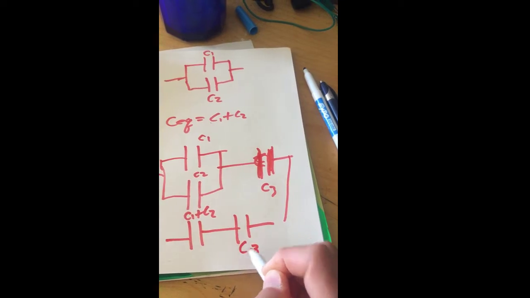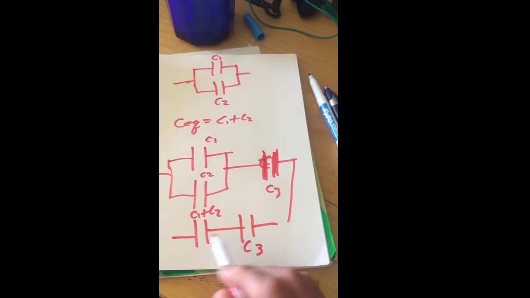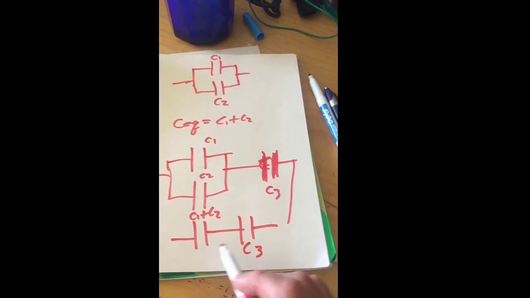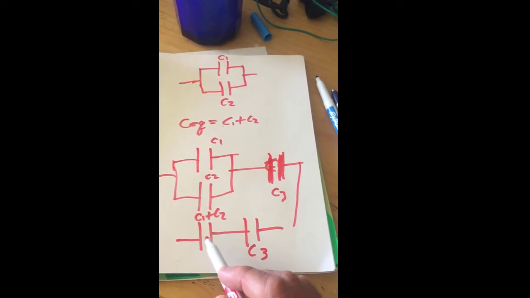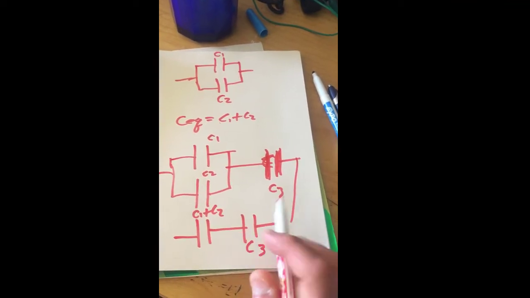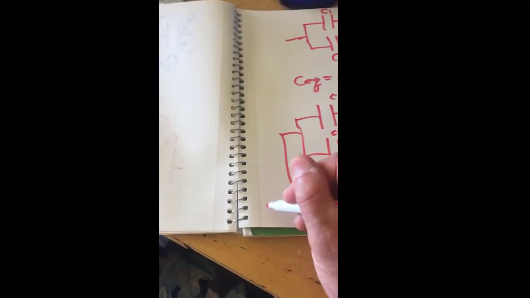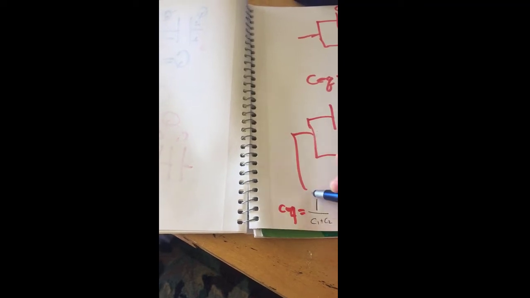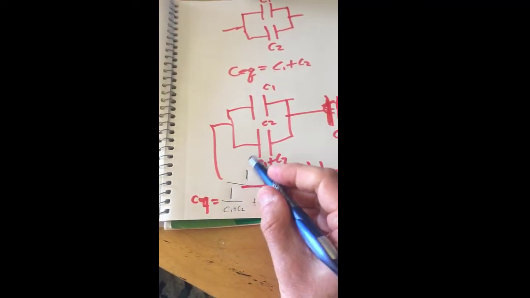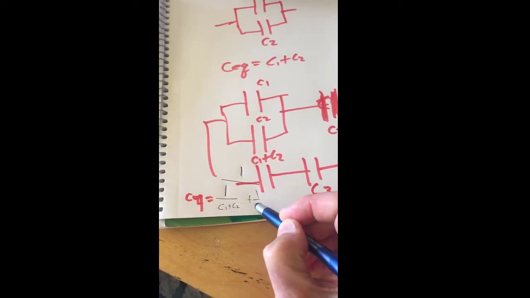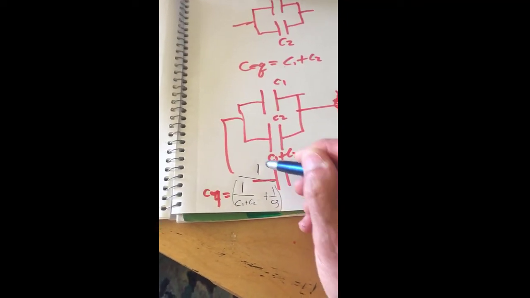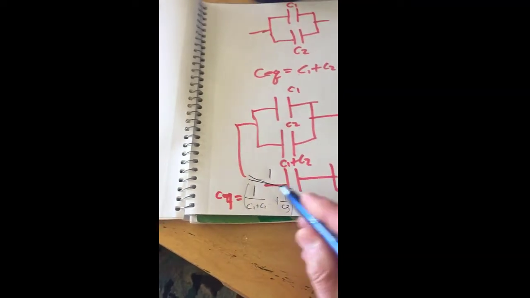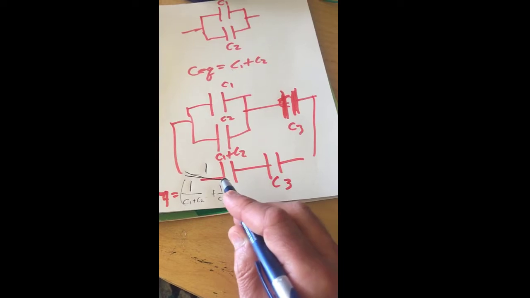And then I'd have to use the series equation to say that the combination of these two in series is 1 over the quantity C1 plus C2 plus 1 over C3, the inverse of that. I'll write that out right here in what space I have. So it would be 1 over C1 plus C2 plus 1 over C3. These are all in the denominator. Then you take the inverse of it, and that would give the equivalent capacitance of this combination right here.